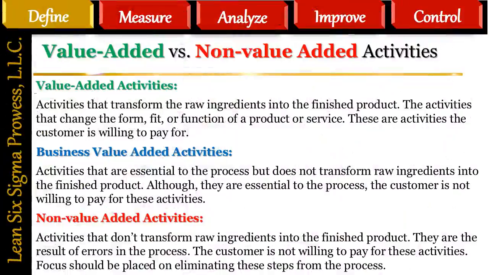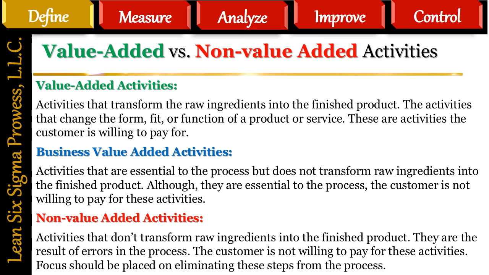Defining value-added versus non-value-added activities. Activities in a process can be classified into 3 main categories. These are: value-added activities, activities that transform the raw ingredients into the finished product, the activities that change the form, fit, or function of a product or service. These are activities the customer is willing to pay for.